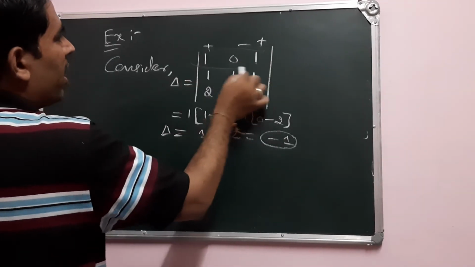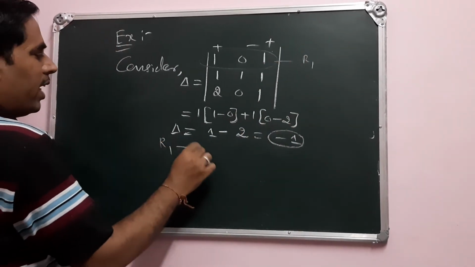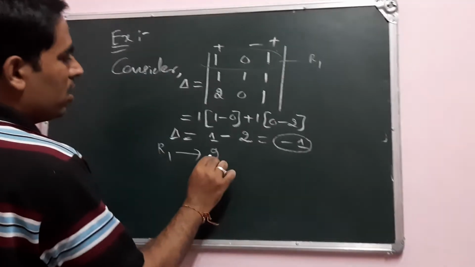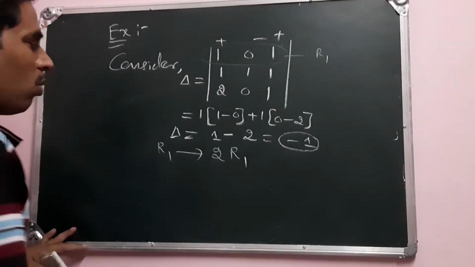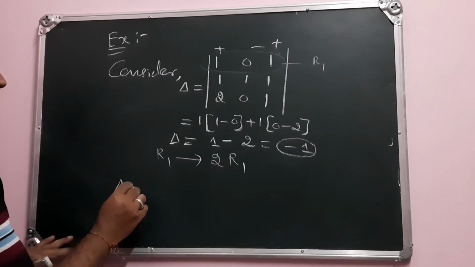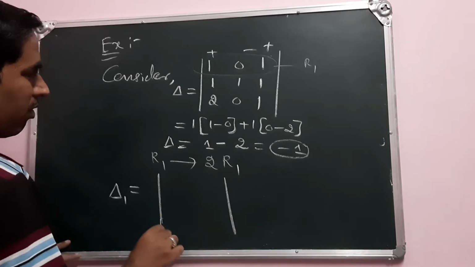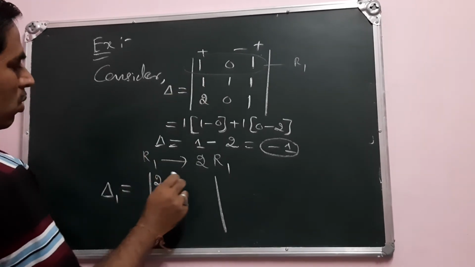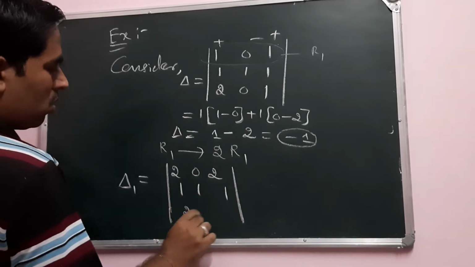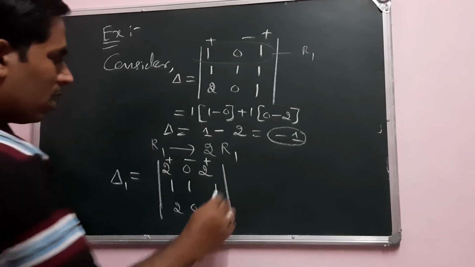Let us multiply the first row by a constant. We write the operation: first row changes to, say, 2 R1. Then what will be my new determinant? Delta 1 is equal to the determinant where I multiply every element of the first row by 2. So 2 into 1 is 2, 0, 2 ones are 2. I write the other rows as they are: 2, 0, 1. Let us expand this one and see what the value is.